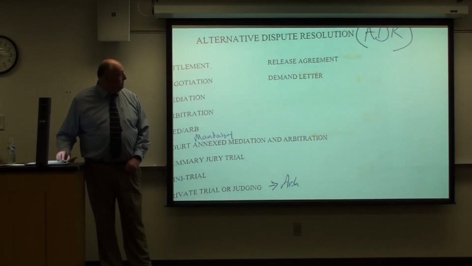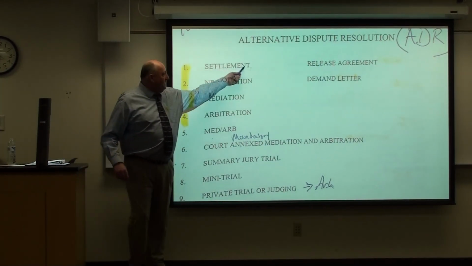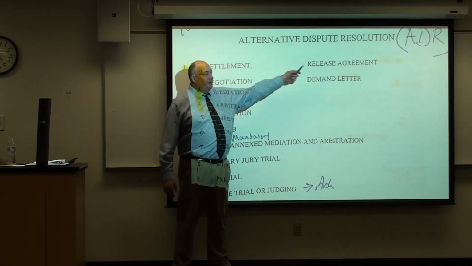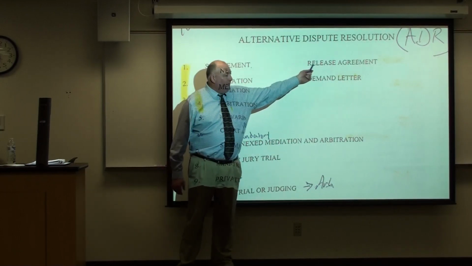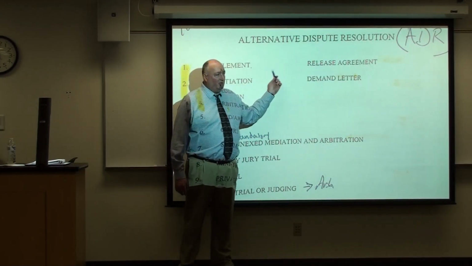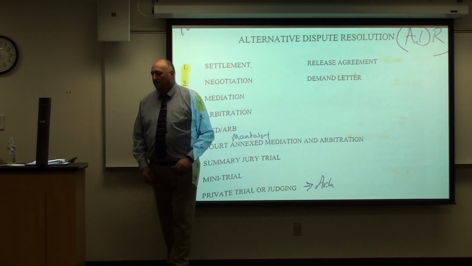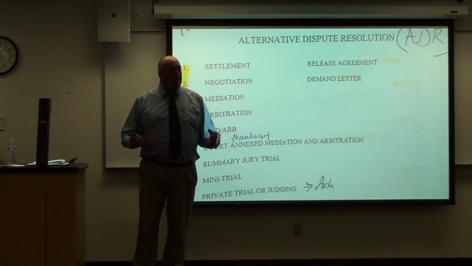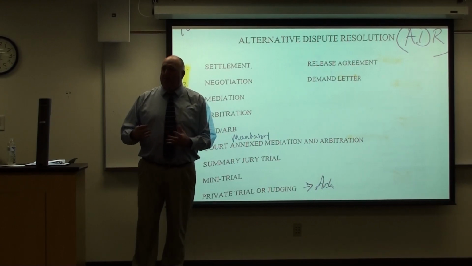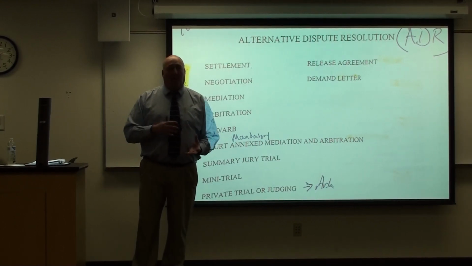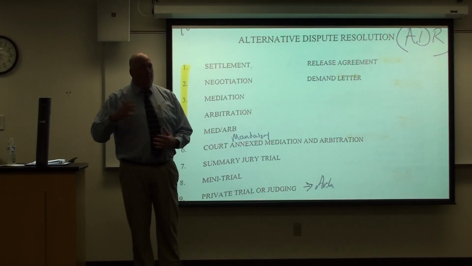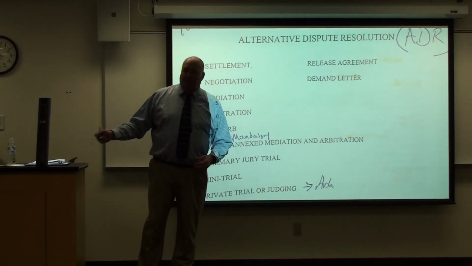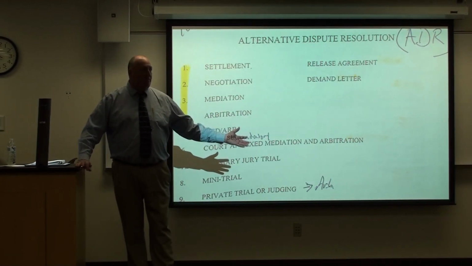Now typically, when you reach a settlement, you will put together, depending on the kind of case, a settlement agreement, or sometimes we'll call it a release agreement, or sometimes it'll be both, a settlement and release agreement. Basically that's a contract where both parties in writing agree on how they're going to settle the case. Usually it involves a payment of money from the party that did something wrong to the party that was harmed. And in exchange, the party that was harmed releases the other side from any liability.